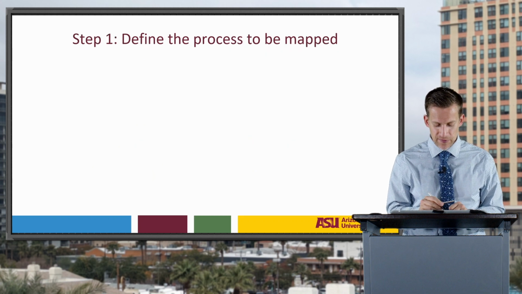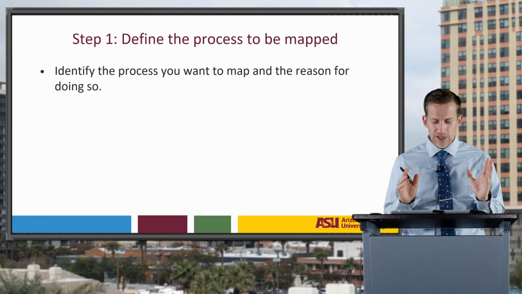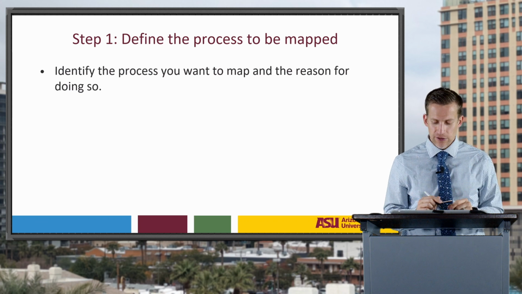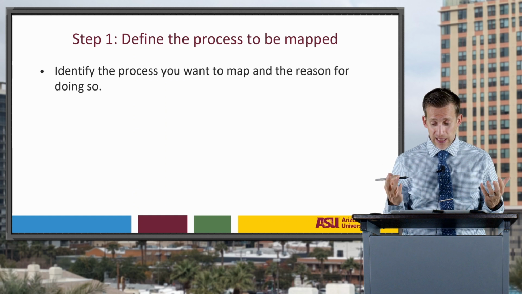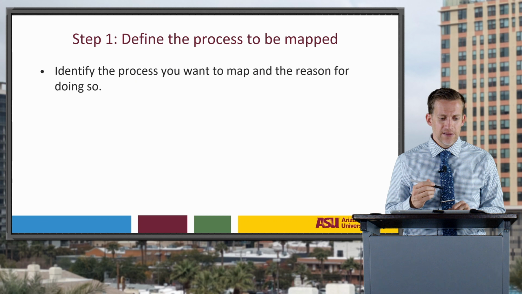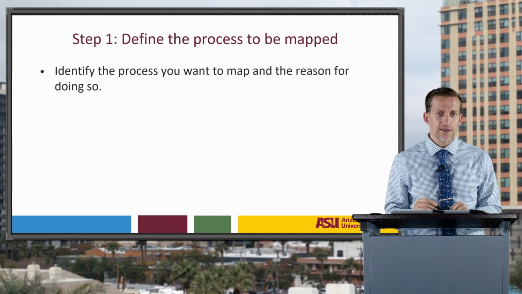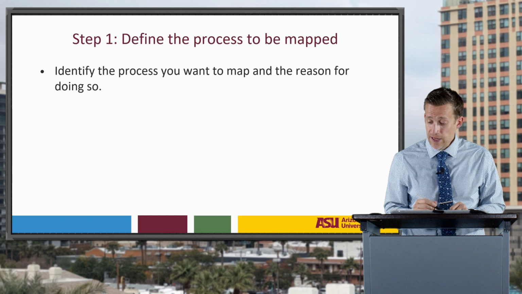Okay, step one. So just as a reminder, a process is a series of steps designed to produce a particular outcome. So for example, maybe we have a process for training and orienting new employees, or we have a process for accepting and integrating new vendors. Those could be examples of processes. So the first step is to define the process that we want to map. And if necessary, then you can also explain the reason for doing so.